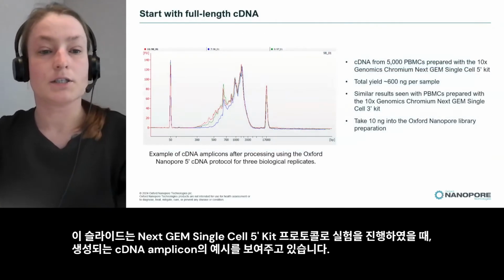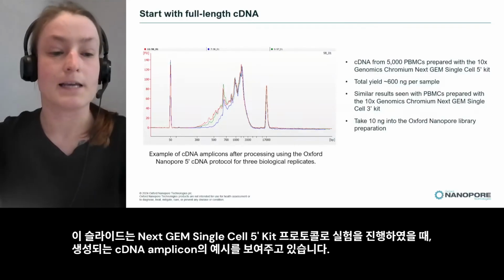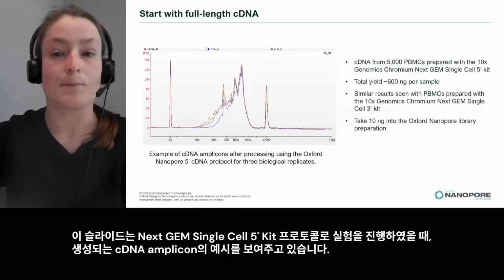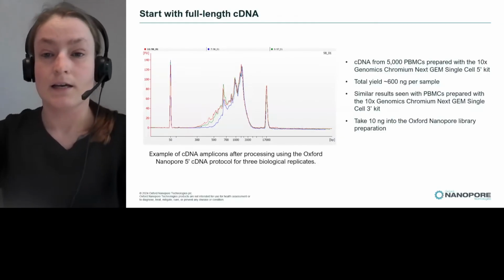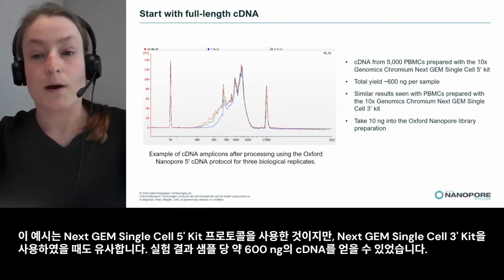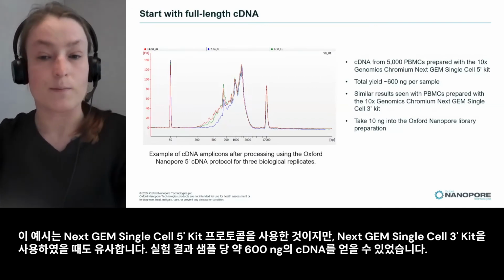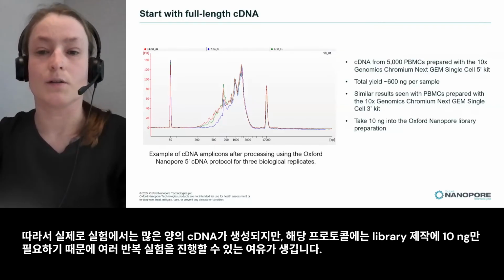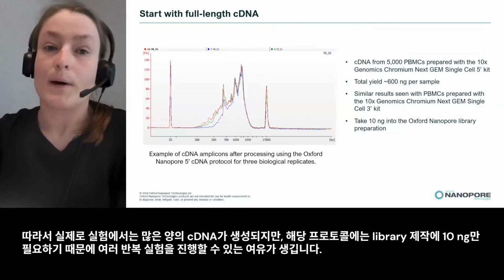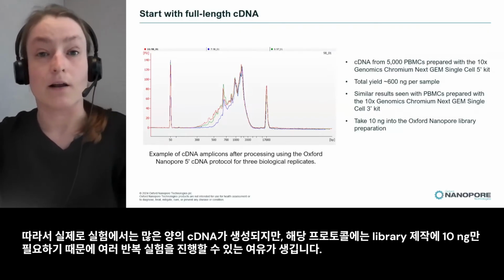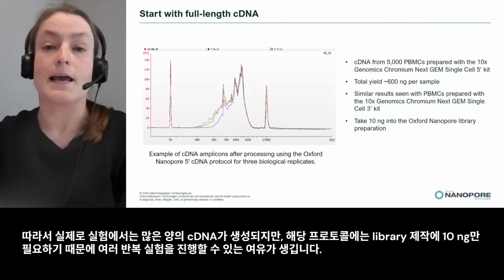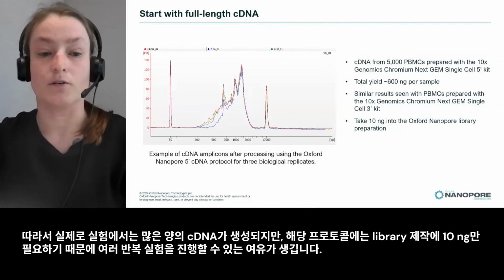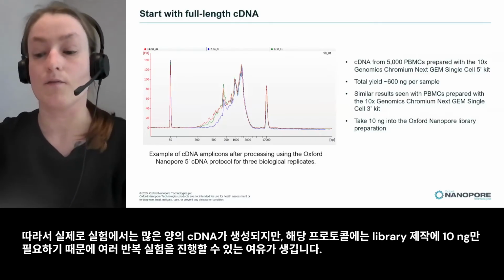This is just to have a quick look at what you might see if you ran the 5' protocol and the cDNA amplicons that you might expect to see. This is an example from the 5', but it would also be very similar with the 3' kit. We were yielding about 600 nanograms per sample. That's why I made a note about the 10 nanogram input, because as you'll see, you'll actually end up with a lot of DNA from your runs, and very little needs to go into the protocol, so it does give you a lot of scope in terms of replicates.